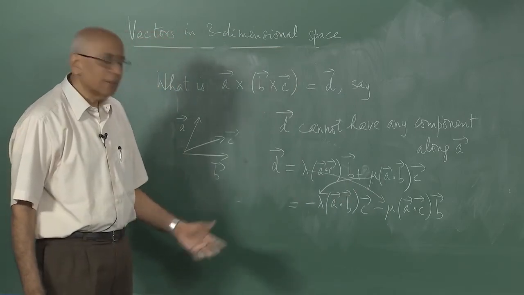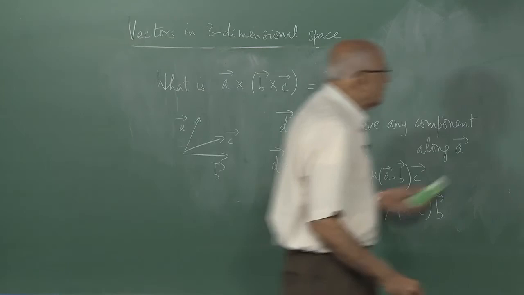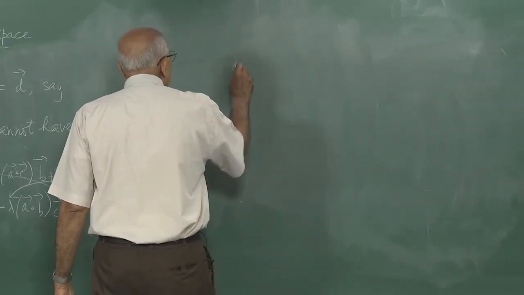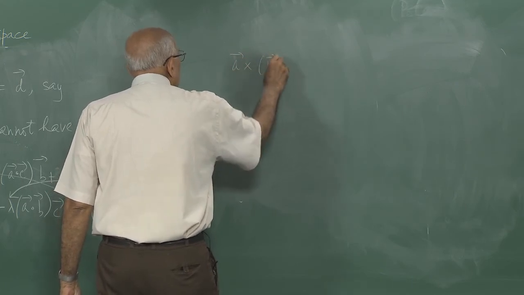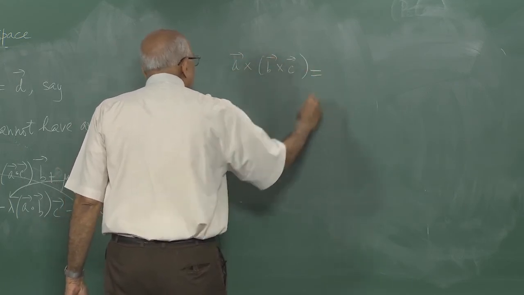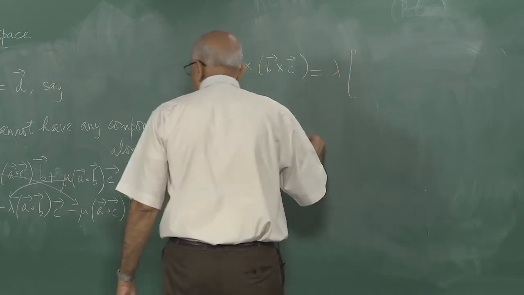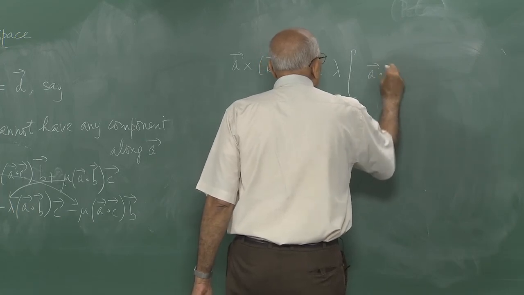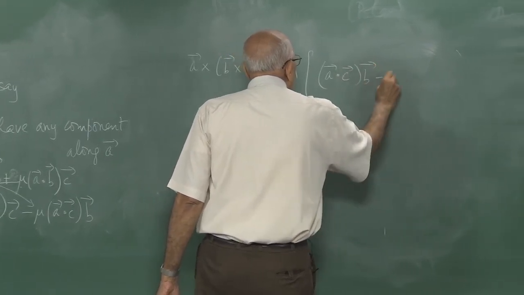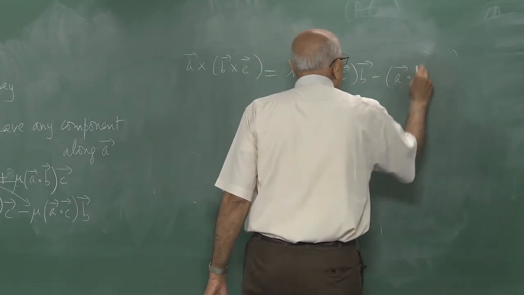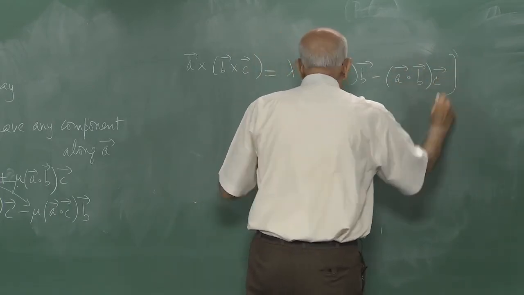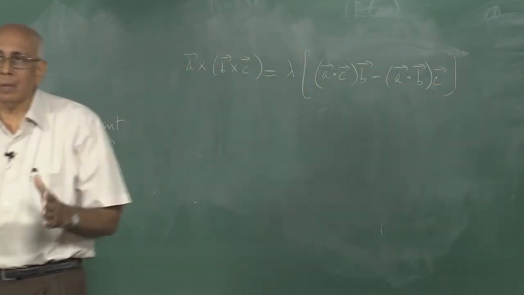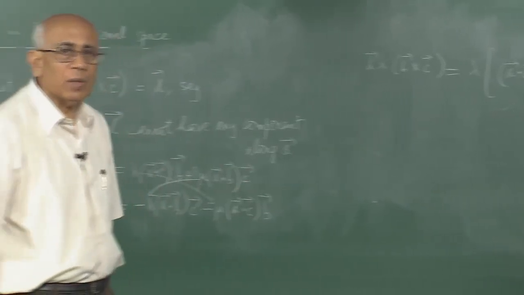No other possibility. So it says, now we are almost home, that this quantity A cross B cross C must be equal to some constant lambda times A dot C B minus A dot B C. There is no other possibility, where lambda is an absolute number, a pure number. Okay. The next job is to find out what this number is.